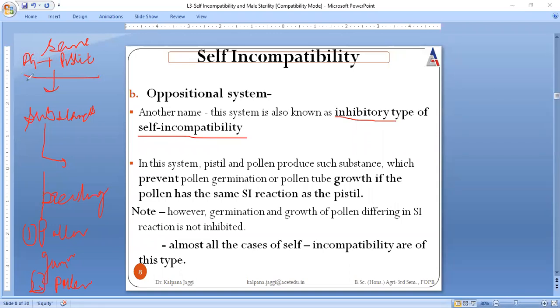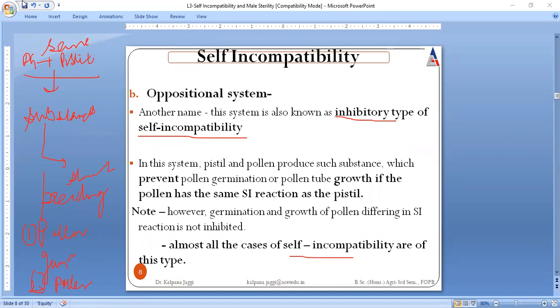In the earlier complementary case, substances were stimulating pollen germination and growth of the pollen tube. But here, because it is inhibitory, inhibition is going to take place. The substances produced as a result of interaction between the two are going to prevent pollen germination and pollen tube formation. And when we discuss the cases, almost all the self incompatibility cases are of the oppositional system type only.